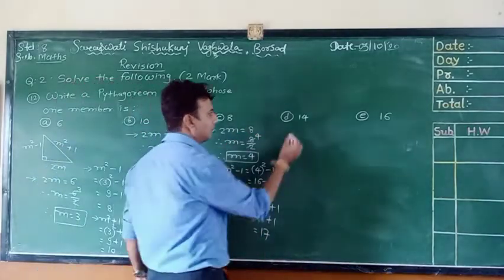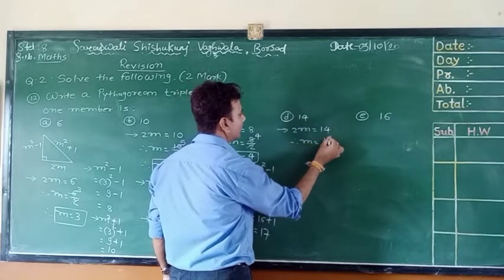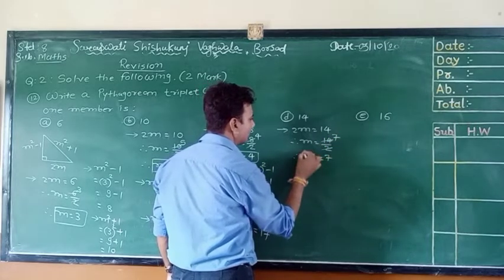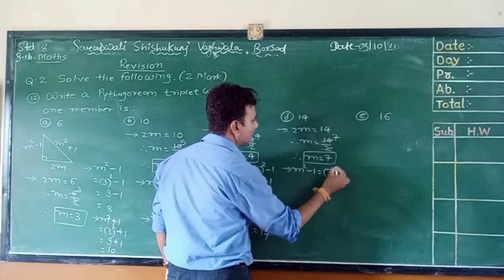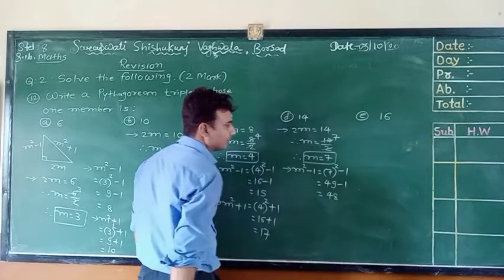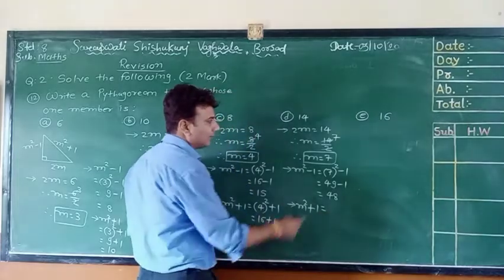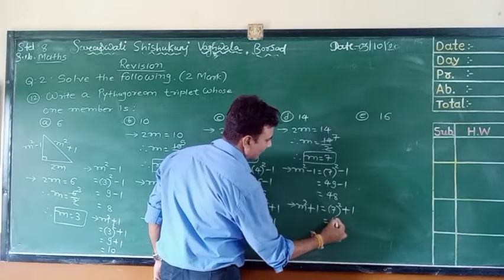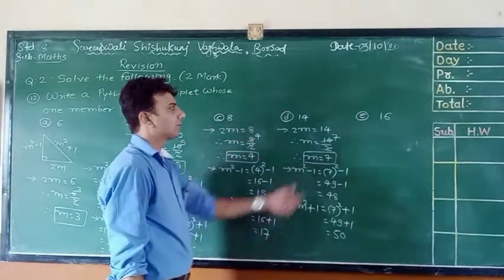Now this 14 number, 2m equal to 14. Now 2 goes downside, 2 sevens are 14, m equal to 7. So m square minus 1, 7 square minus 1, 7 square is 49, minus 1, that is 48. Now the second, hypotenuse measurement, m square plus 1. The m value we already got is 7, so 7 square plus 1, 7 square is 49, plus 1, that is 50.